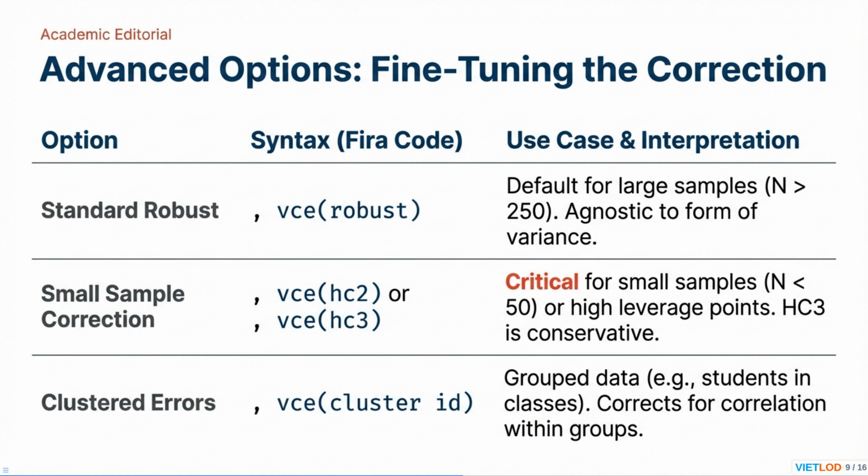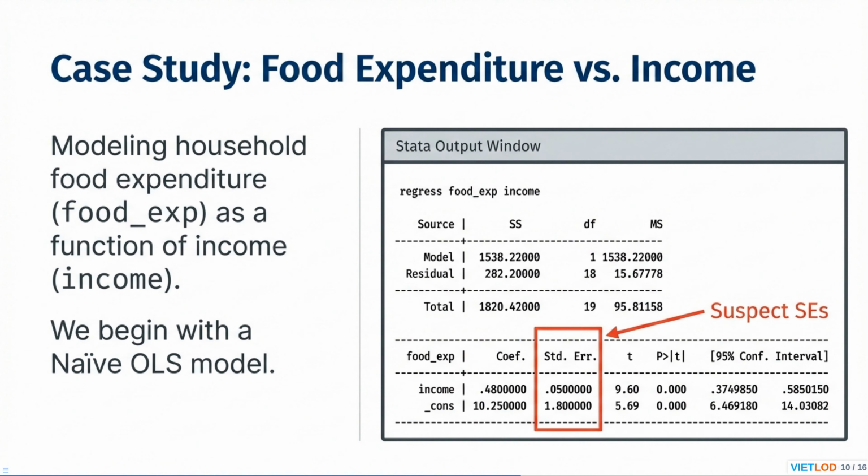a more conservative approach. For grouped data, such as students within classes, clustered errors are necessary to correct for correlation within those groups. For instance, using HC3 for a dataset with only 30 observations ensures more conservative and valid inference. Beyond simple correction, we can also model the variance structure directly.